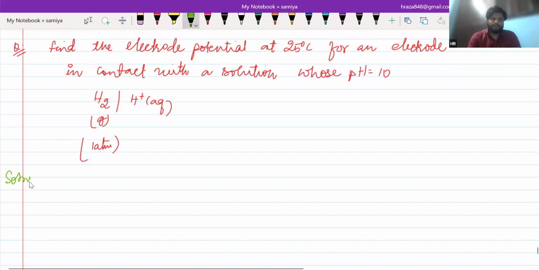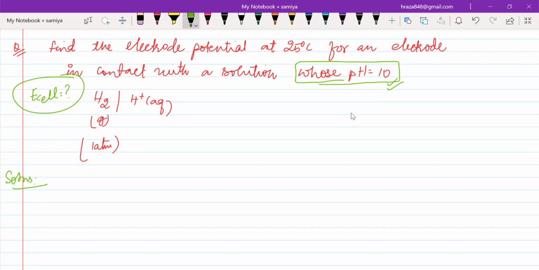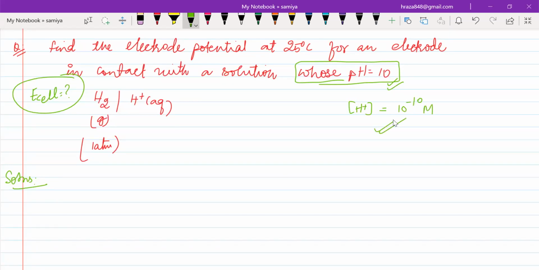See, we need to calculate E cell. First of all, understand what we need to calculate. The solution has a pH equal to 10. So with the help of pH, can you calculate the concentration? Yes. So the concentration of H plus, since it is acidic, will be equal to 10 raised to the power minus 10 molar. Yes or no? Yes.